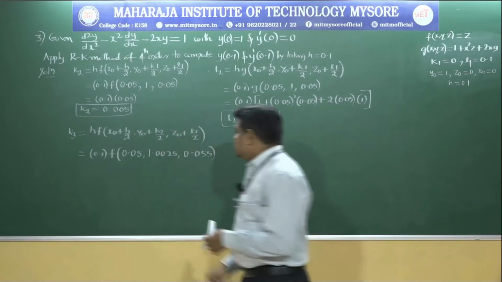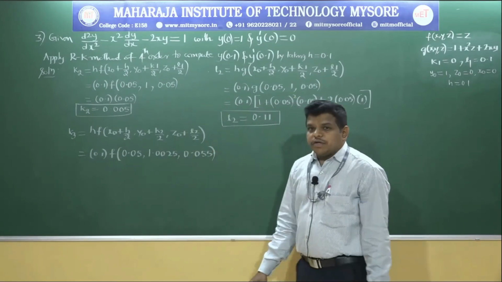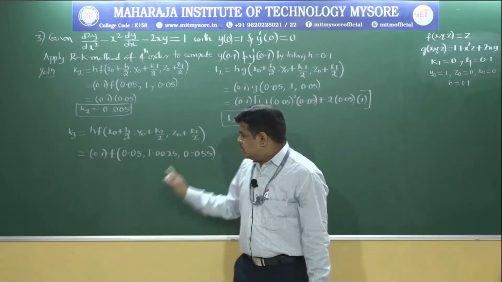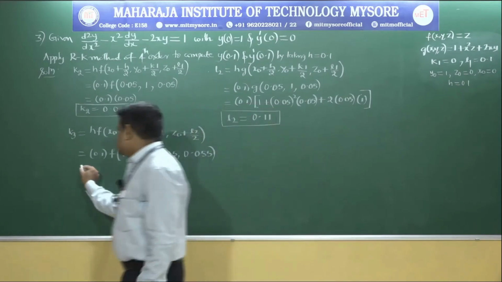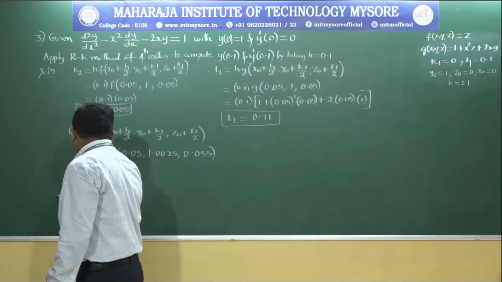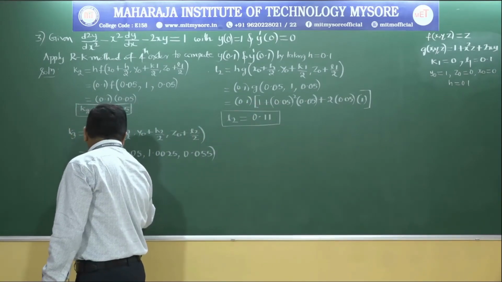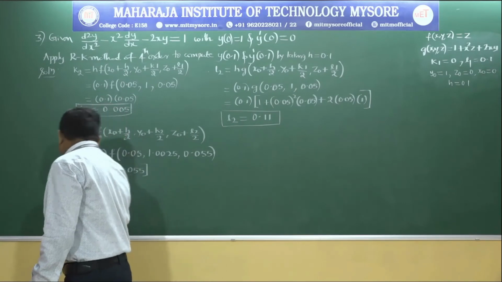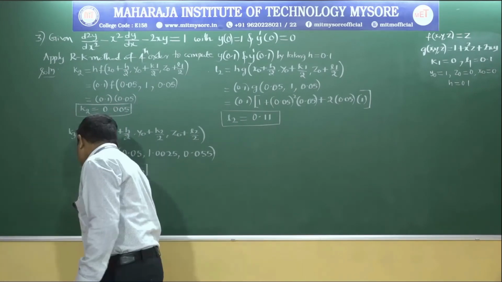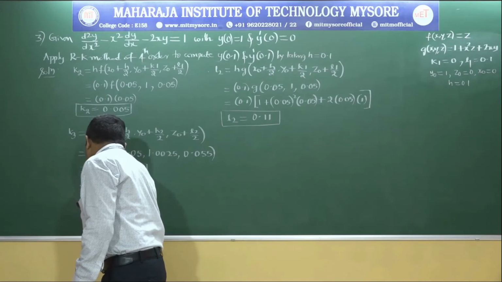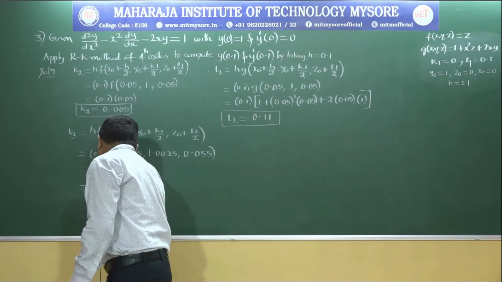0.055. Next, we know that f of x comma y comma z is z. Here the value of z is 0.055. On simplifying this, k3 value as 0.0055.